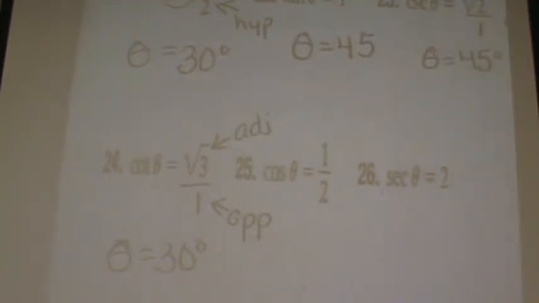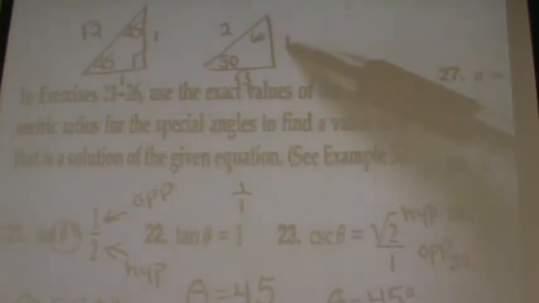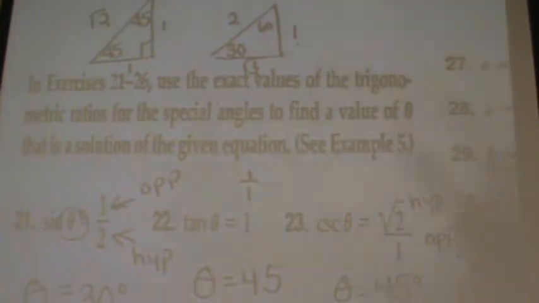Okay, cosine 1 to 2. Cosine 1 to 2, what angle is it? Cosine is adjacent over hypotenuse. What angle is it? 60. 60, right here. Adjacent over hypotenuse, 60 degrees.